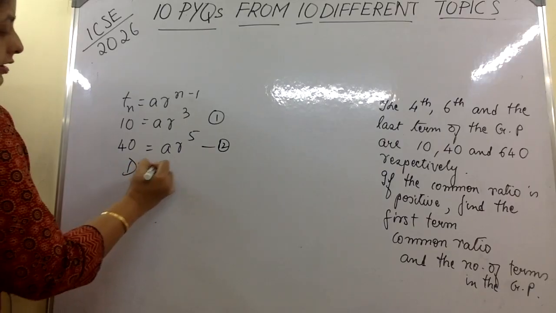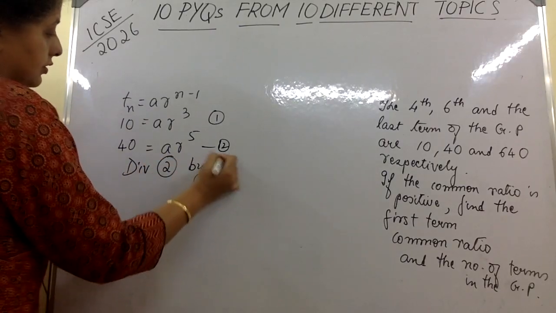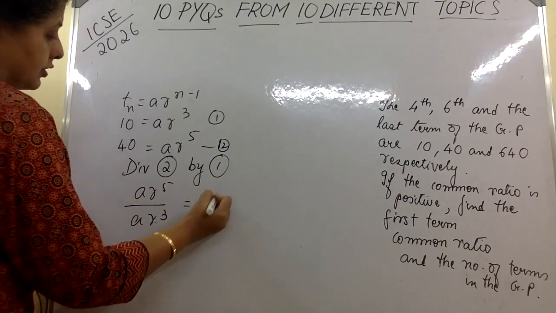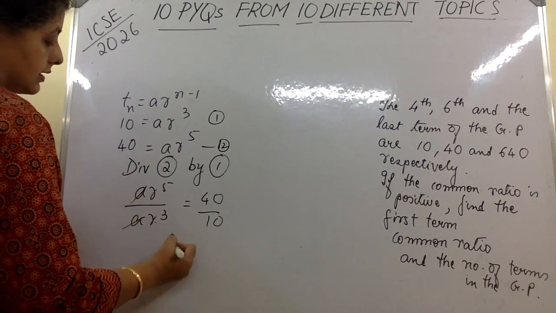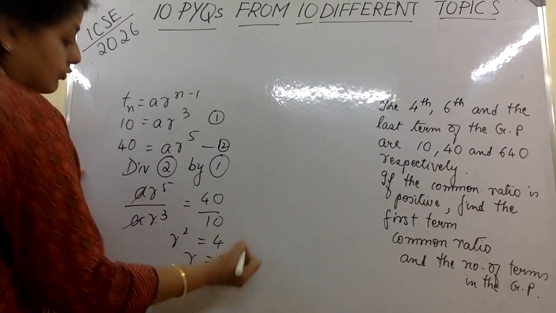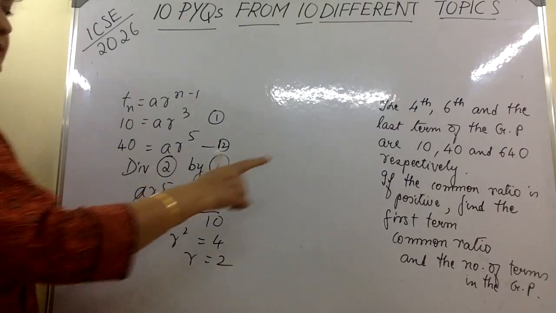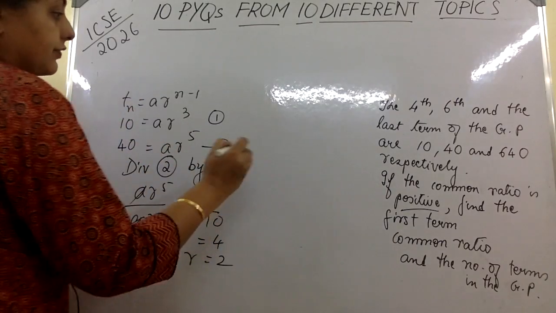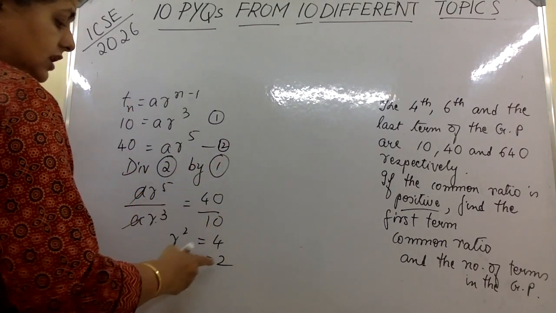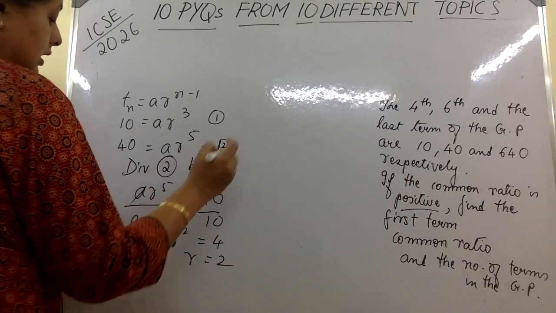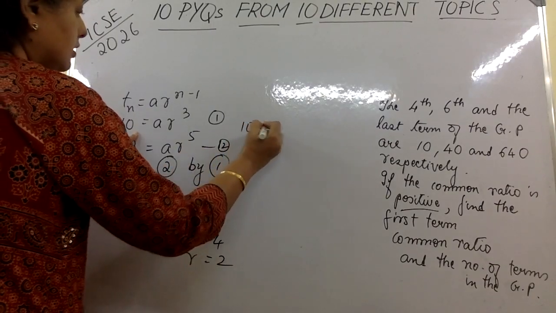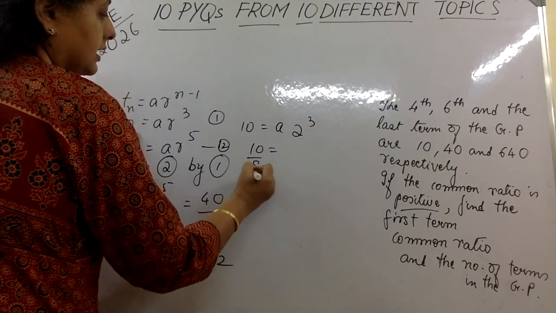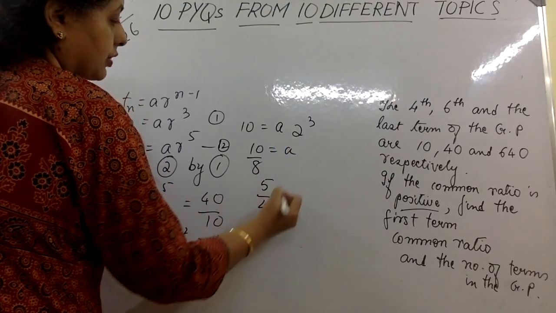So dividing 2 by 1. If I divide, what will happen is, here a r cube, which is 40 by 10, this gets cancelled, r square is 4, r is equal to 2. r is actually plus minus 2, but they said common ratio is positive, so we will take only r as 2. Now find the first term. Now here we got r is equal to 2. Let us put it in any one of the equations, so we'll put it here, a into 2 cube, so the first term is 10 by 8, which is 5 by 4. That is my first term.